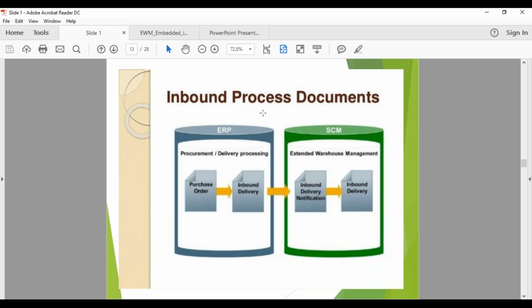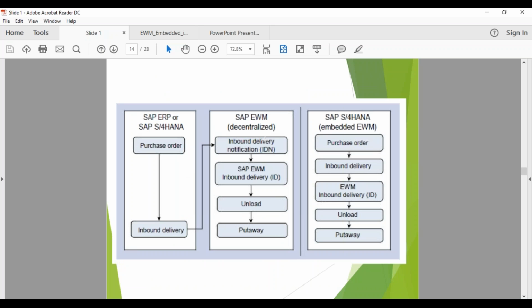We have the inbound process. Now we'll discuss the inbound process, how the inbound delivery processing will happen. As we have two kinds of landscapes here, as I mentioned before, we'll be discussing both levels so that you'll have a clear idea of the process.